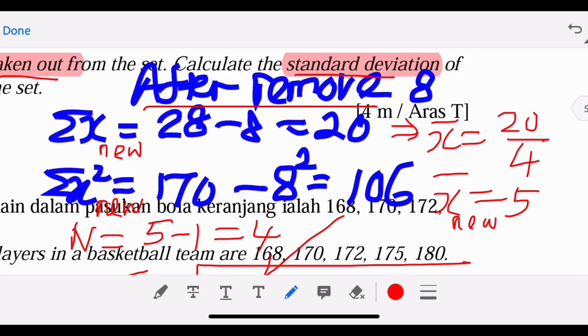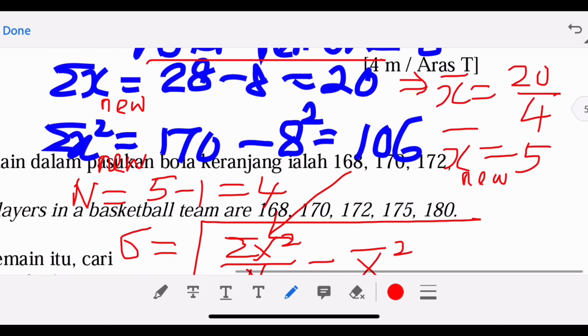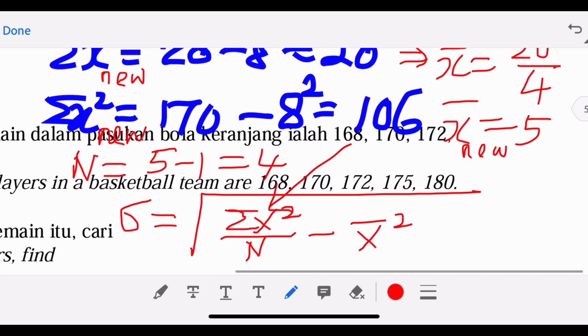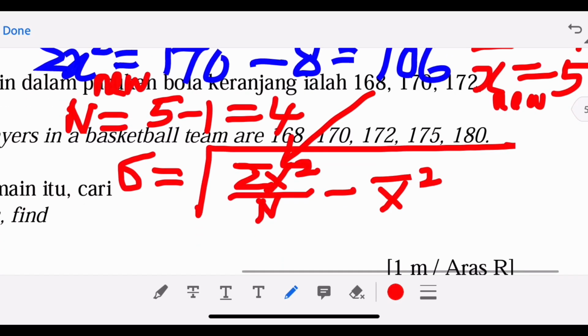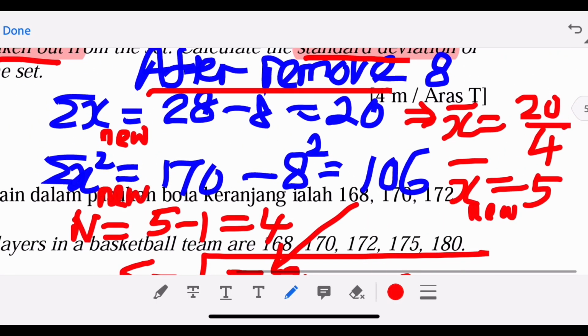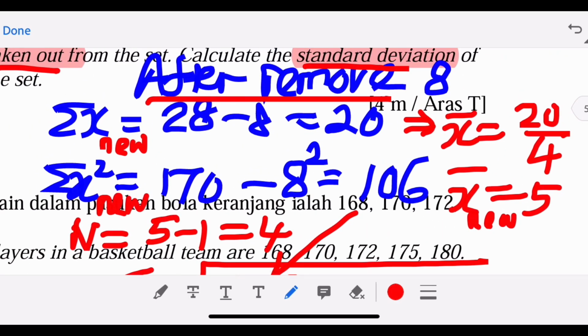After that, you have to find your new mean because the mean also changed due to the sum of data and also number of data change, right? So the mean now become 20 over 4, right? 20 over 4, why 4? Because the 8 was removed. So your mean is just 5.